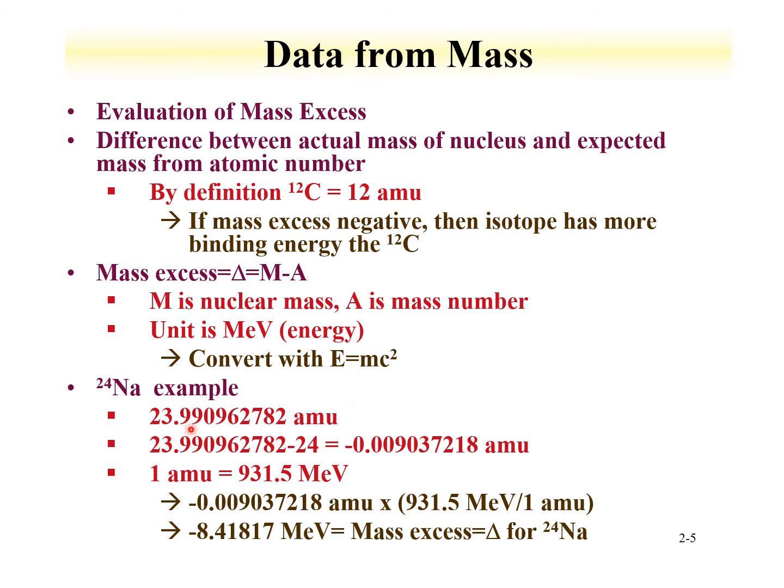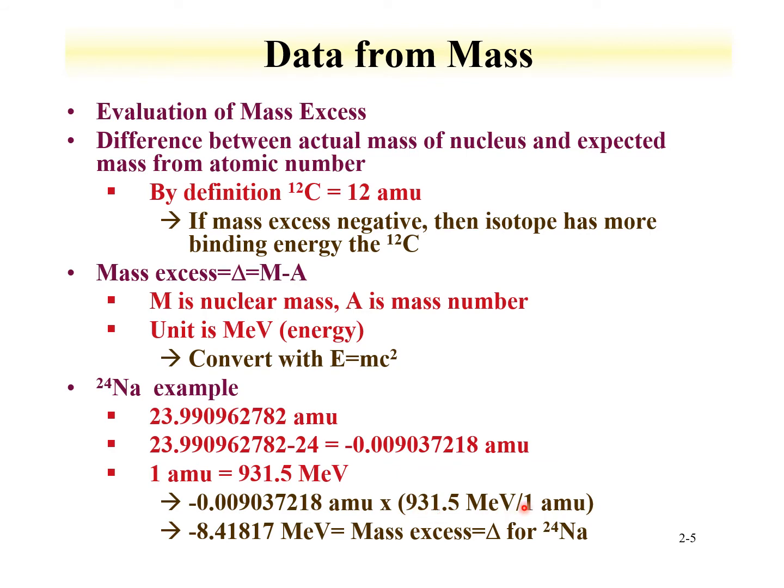And I already gave you this value that we're going to convert from atomic mass units into energy. It turns out that one atomic mass unit is equal to 931.5 MeV. So about one atomic mass unit is about 1,000 MeV, a reasonable rule of thumb. If I take this value and multiply it by 931.5 MeV per atomic mass unit, I get that the mass excess for sodium-24 is equal to negative 8.418, etc., MeV, mega electron volts.